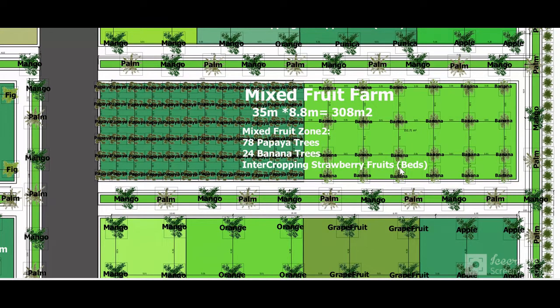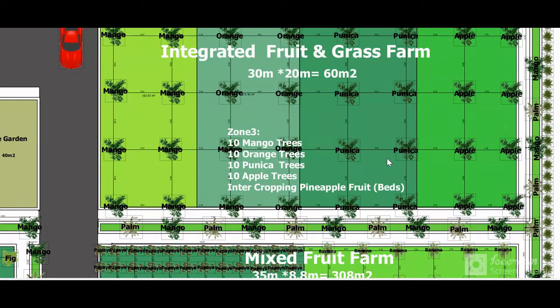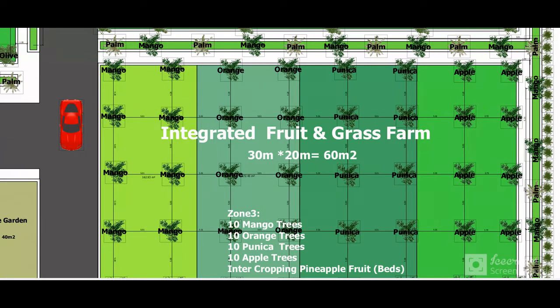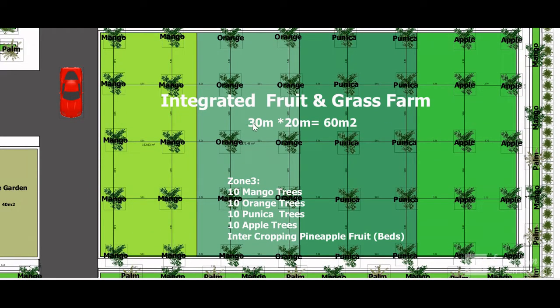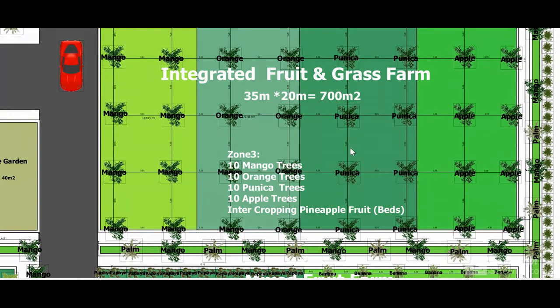This is zone 2. We can jump to zone 3. When we go to zone 3, as you see, this is zone 3, and it is about 35 meter multiplied by 20 meter. It is equal to 700 square meter. It is this zone 3.